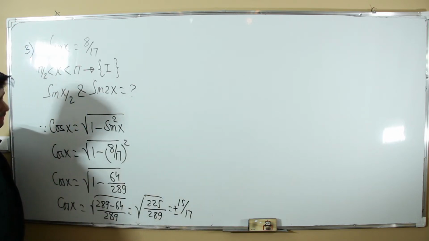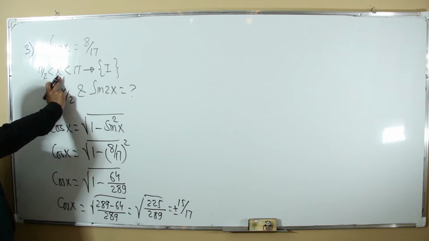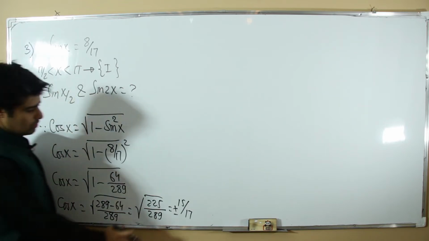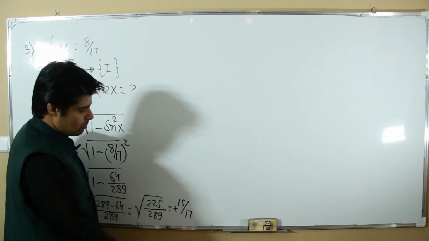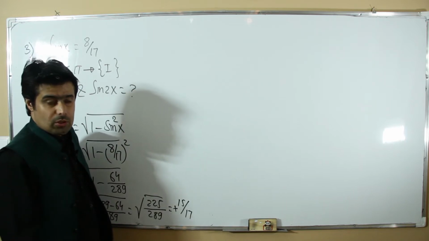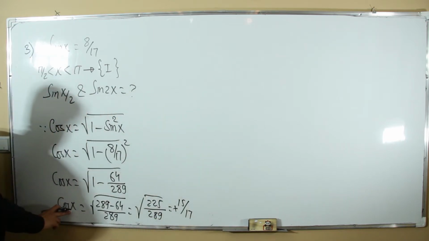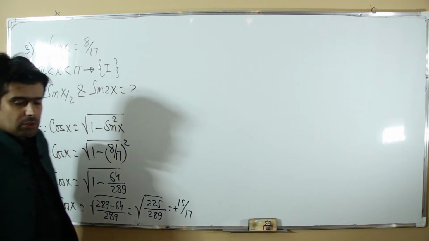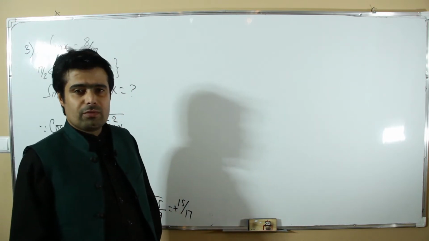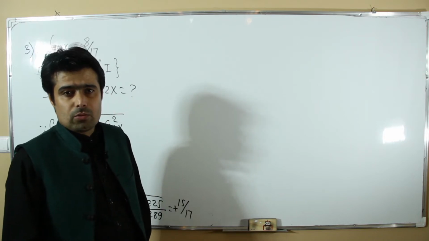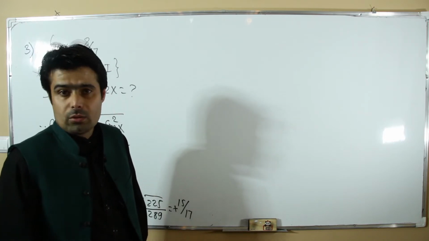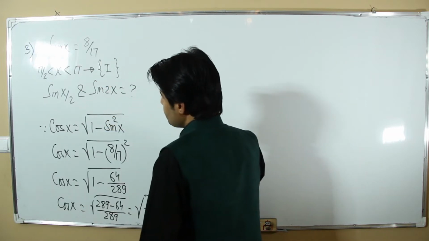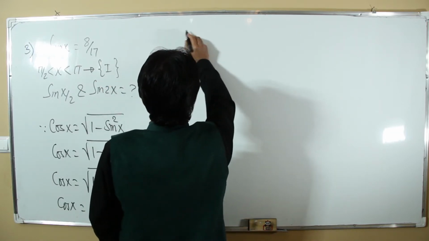Plus negative. So positive, negative. Now what answer is correct, positive or negative? Since the angle occurred in the first quadrant, cosine x is also in the first quadrant, and in the first quadrant cosine is positive. So this is our cosine x, and we can define tangent. Tangent is sine divided by cosine. If you are able to define sine, cosine, tangent, you are able to define the other inverse terms also: cotangent, secant and cosecant.